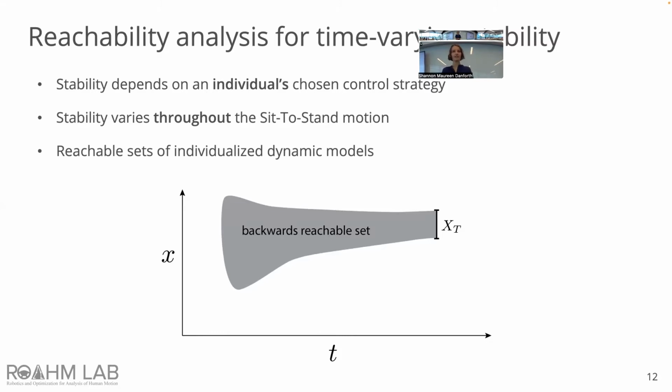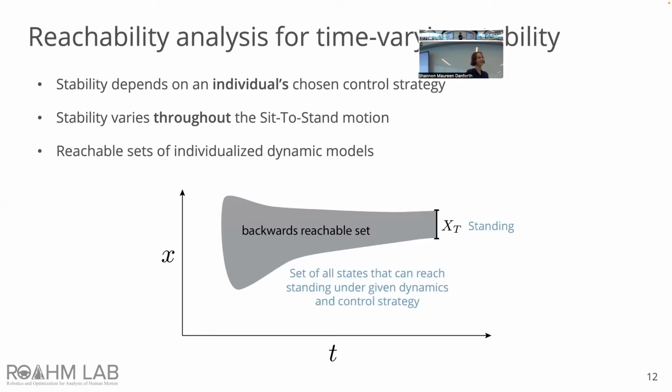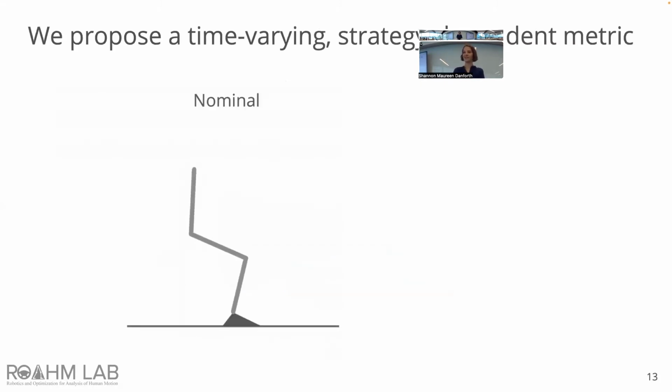So for sit-to-stand, we can think of this final set here as successful standing. And then the backwards reachable set represents the set of all states that can reach standing under the model's dynamics and control law. So let's go into this in a little more detail.